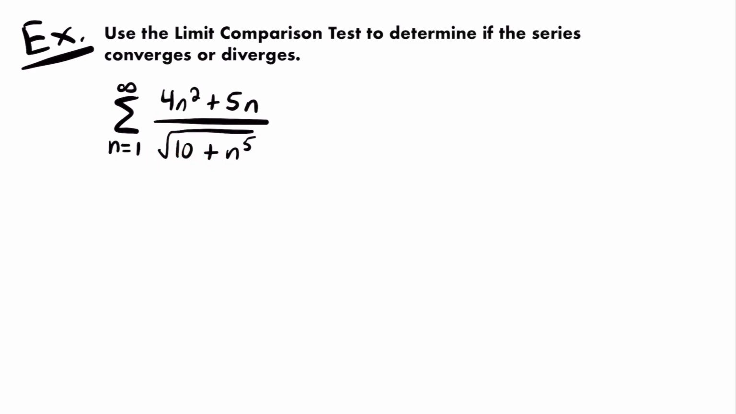Similar to our last example, we have a rational algebraic expression. So if we look at the highest powers of n in the numerator and denominator, that's what we should use for our comparison series. Our comparison series in this case will be the sum from n equals 1 to infinity of the highest power in the numerator, which is n squared, divided by the highest power in the denominator.